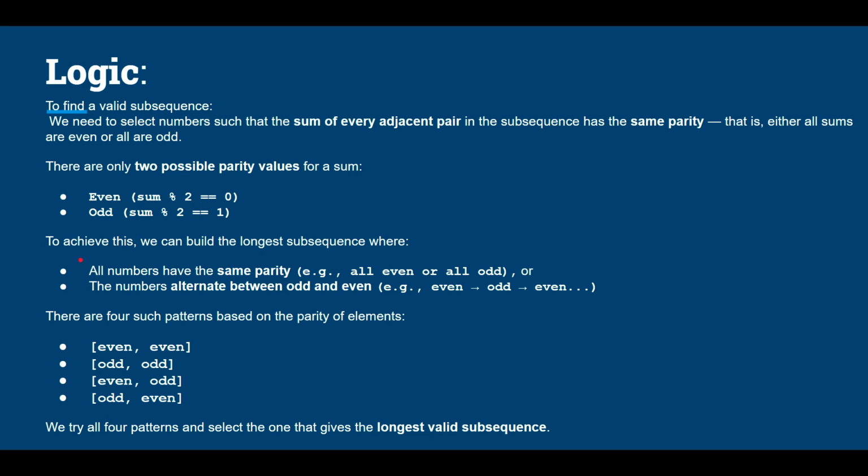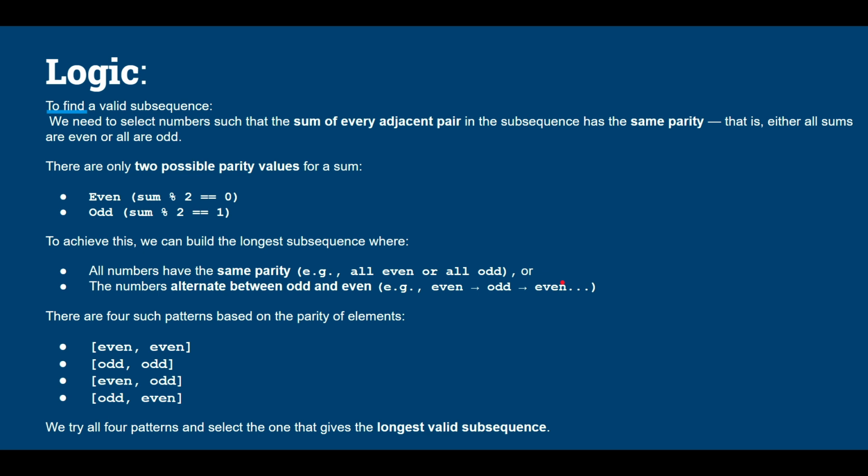To achieve this, we can build a longest subsequence where all numbers have the same parity. So all even or all odd, we can say that. If all numbers have the same parity, it means all even or all odd. Or the numbers alternate between odd and even. Let's suppose even, odd.